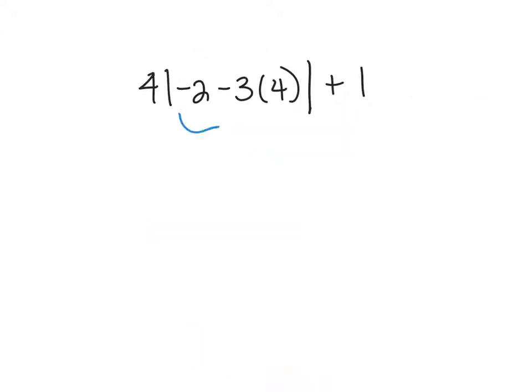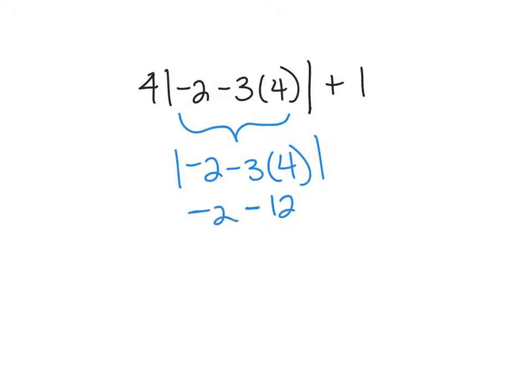Second one, we're going to concentrate on what's inside the absolute value bars. -2 minus 3 times 4. Order of operations, we're going to do what's in parentheses first. We have 4 times 3, which is just 12. We have the negative in front of it and -2. All I did was write down what's there. So take a look. I brought the -2 down. 3 times 4 is 12. And I also brought my negative down. So let me rewrite that. -2 minus 12. That's -14.